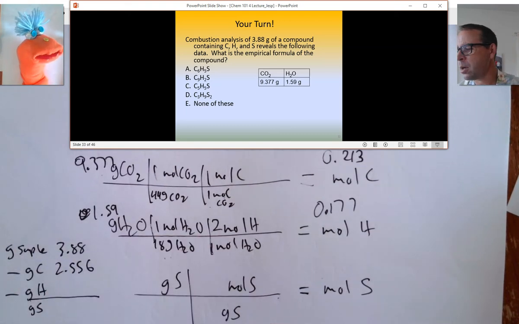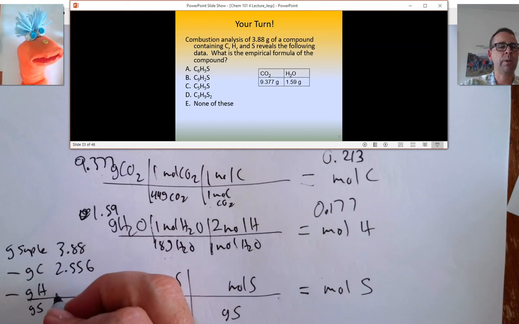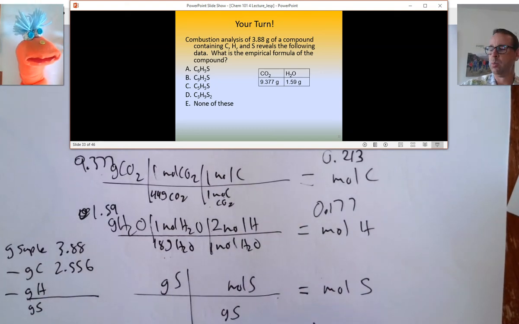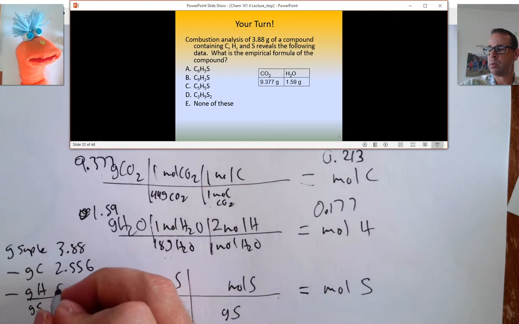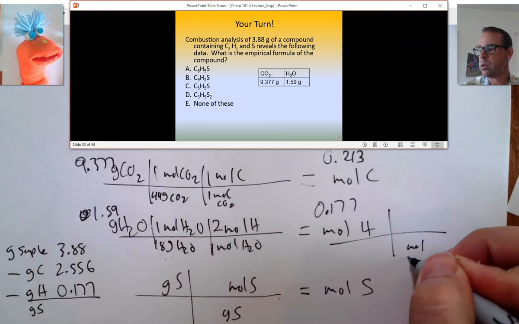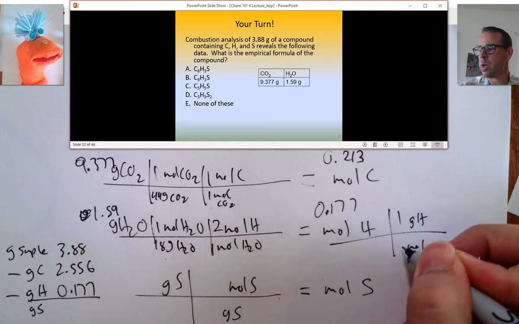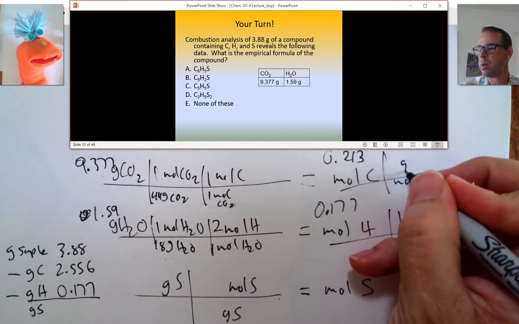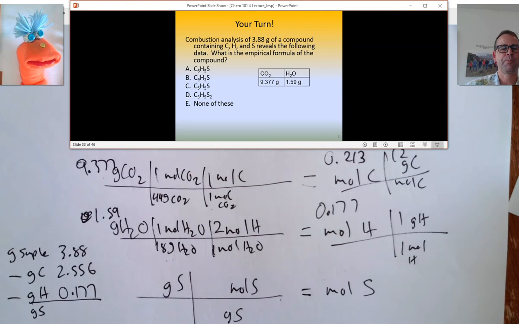And grams of hydrogen, 0.177. How do I get that to grams of hydrogen? Multiply that just by 1. That's right, 0.177. Again, we went from moles of hydrogen to grams of hydrogen, and there's 1 gram per mole. Here we went from moles of carbon to grams of carbon, 12 grams per mole.